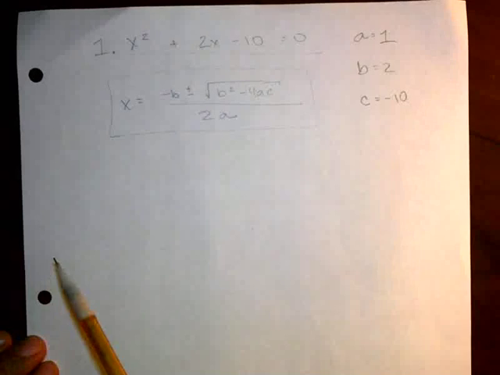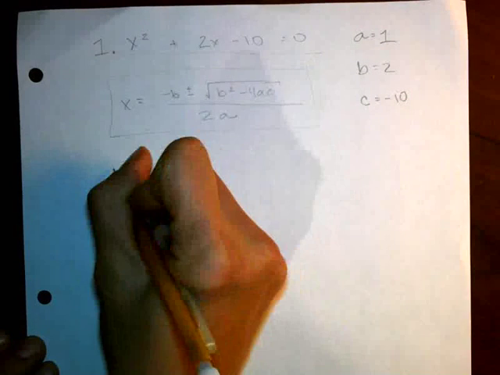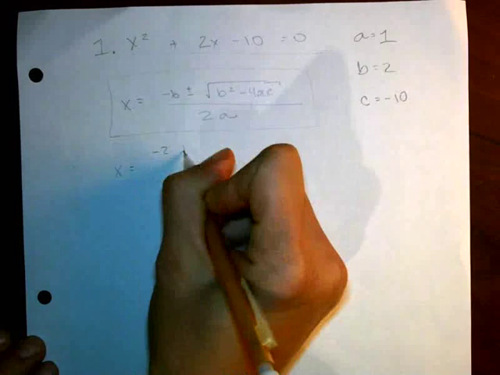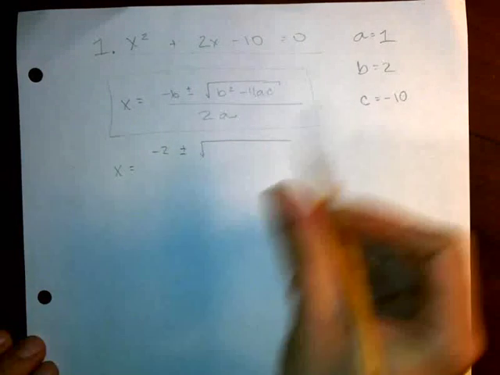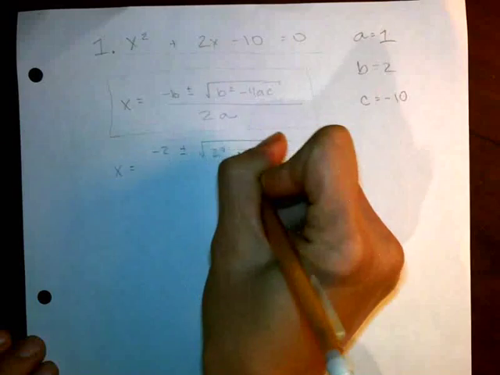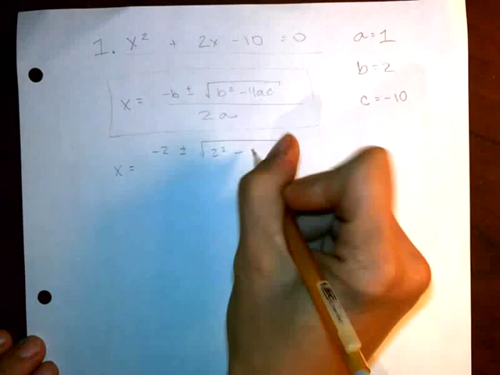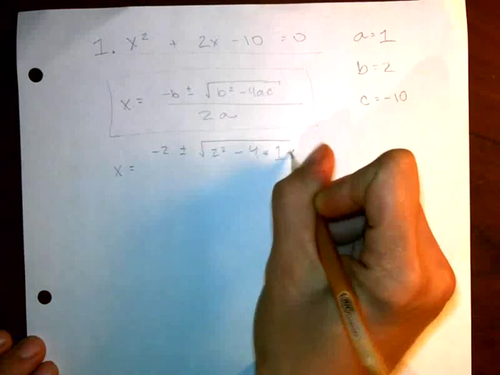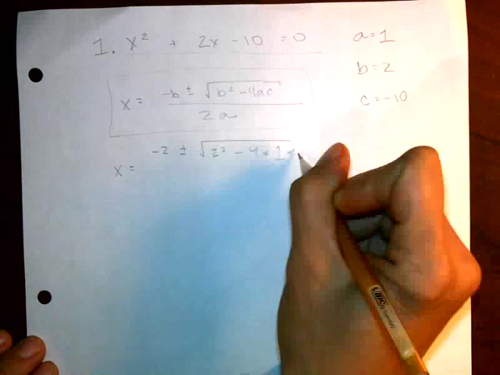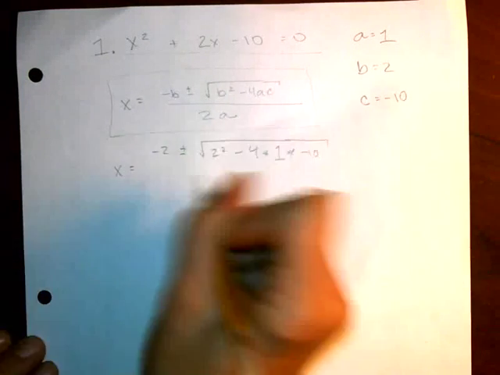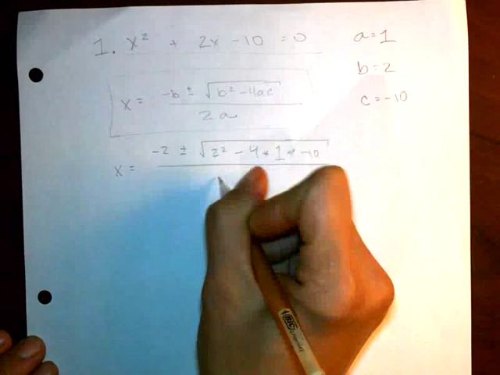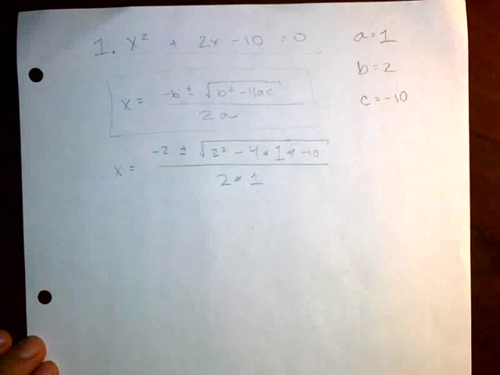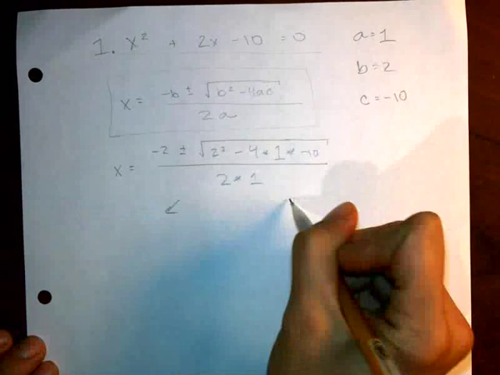And now we need to plug it into this equation. So I'm going to say that x is negative b, that's negative 2, plus or minus the square root of b squared, 2 squared, minus 4 times a times c, that's negative 10. This whole term is divided by 2 times a, which is 1. So we have two solutions.